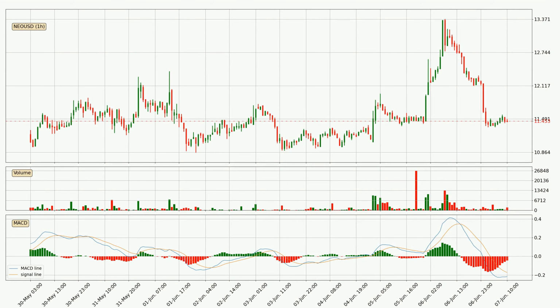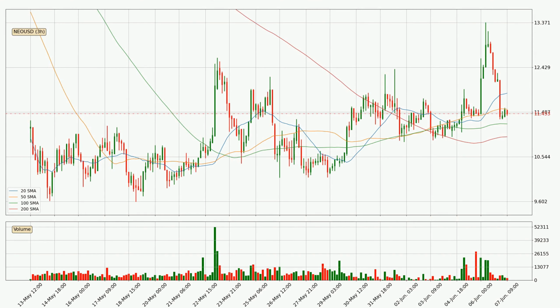Jumping to the hourly MACD, the MACD line is below the signal line, which shows that the current trend is on the downside. However, the MACD histogram shows that the momentum is currently shifting to the upside, and it could be expected that the price will consolidate for some time, and you should wait to see if the MACD line will cross the signal line, which will be bullish.